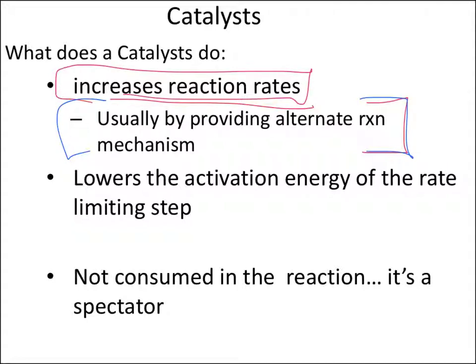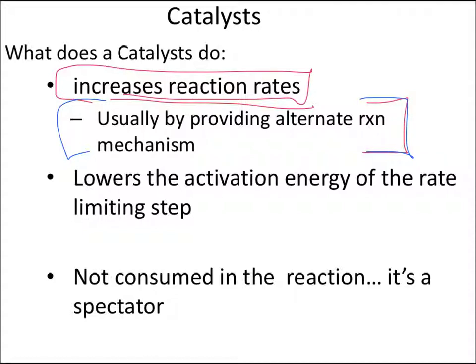So in 5.6, we looked at our reaction mechanisms, and the slowest step was going to be our rate limiting step, and that was what our rate was going to be determined by. So if we provide a different reaction mechanism that gives us kind of a go-around that rate limiting step, then we can have a faster reaction, right? If we remove the rate limiting step, we can have a faster reaction. The rate should be higher.